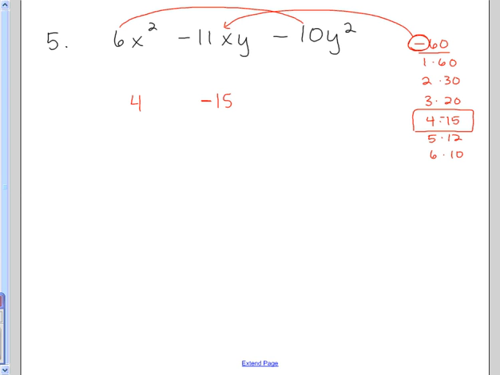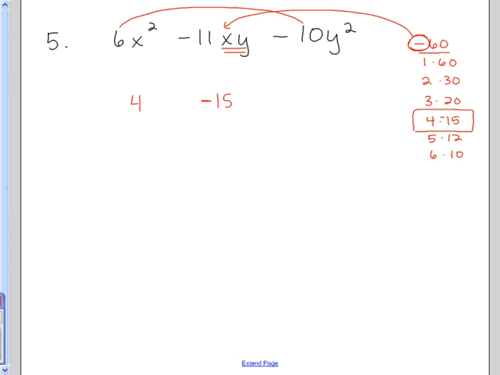The variables that you attach to these have to match exactly with what's in the middle term, okay? So if there's 11xy here, that has to be 15xy and 4xy. So that if I combine those two terms, it would equal what I have in the middle, okay? We will still divide by the leading term, 6x squared, and then reduce.